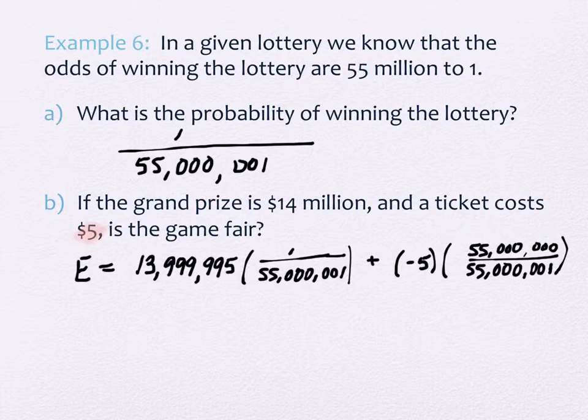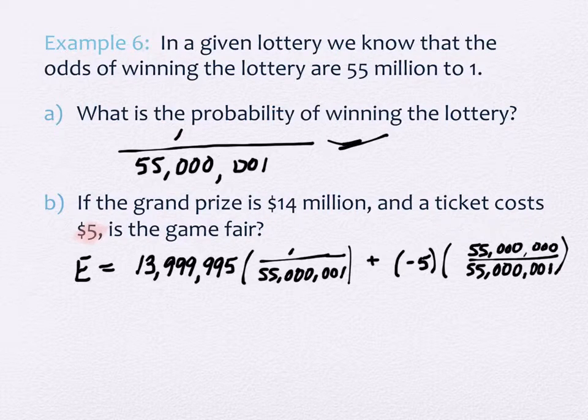Okay, so the probabilities come from this one up here. If you've got 1 out of 55 million who win, how many lose? The other people, right? There's 55 million people who played the game. 1 wins, so 55 million lose. Okay, any other questions on setup?